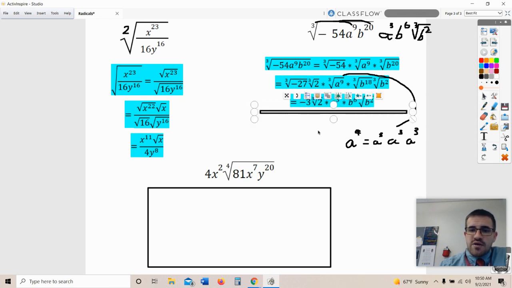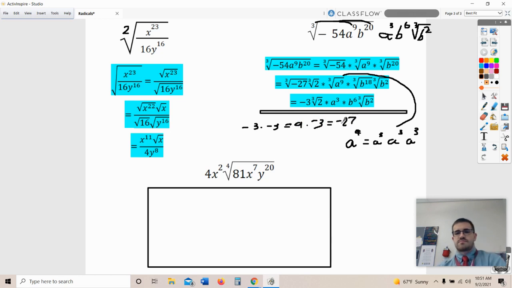Simplifying what we can, we have negative 3, because the cube root of negative 27 is going to be negative 3. Remember, negative 3 times itself is going to give us 9, and then 9 times negative 3 is going to give us negative 27. Times the cube root of 2, because we can't break down the 2 any further, times a cubed, times b to the 6th, times the cube root of b squared.